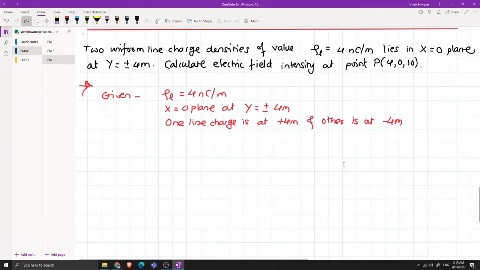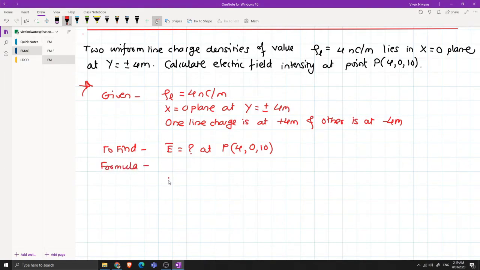Then we are asked to find the electric field intensity at P(4, 0, 10). What is the formula required to find the electric field intensity due to line charges? E bar is equal to rho L upon 2 pi epsilon 0 R into aR cap. And now we are going to see the solution.